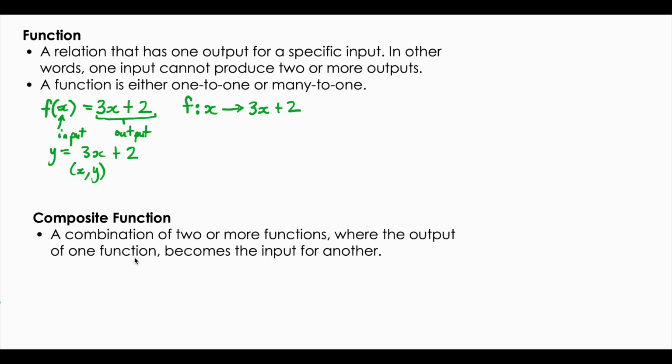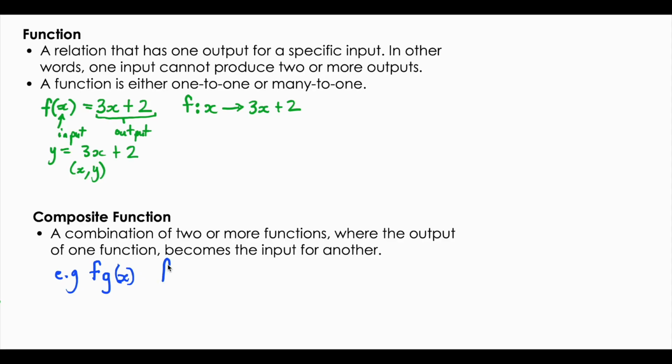All right, so composite function now. A composite function is a combination of two or more functions where the output of one function becomes the input for another. So for instance, we may have a function, and don't worry, we'll be going through all of the practical part of it. We're just trying to understand the theory behind this right now. We may have two functions, f and g. As you can see here, this is the g function, which goes inside of f. We'll break down what that means later on.